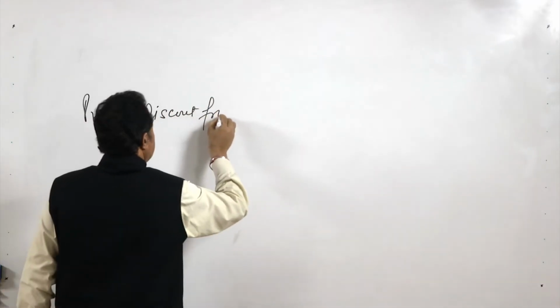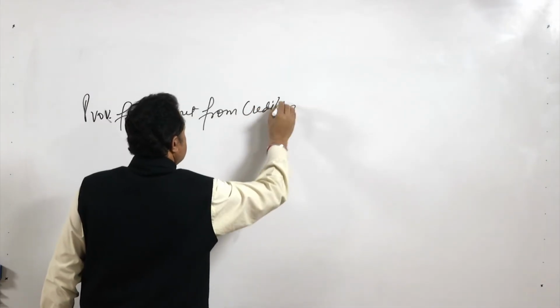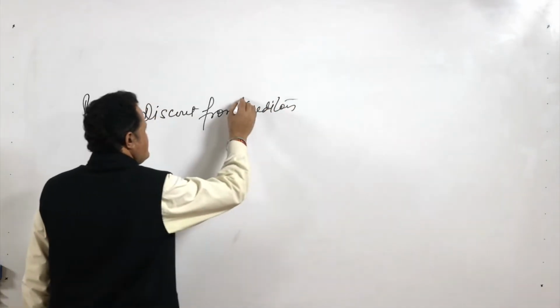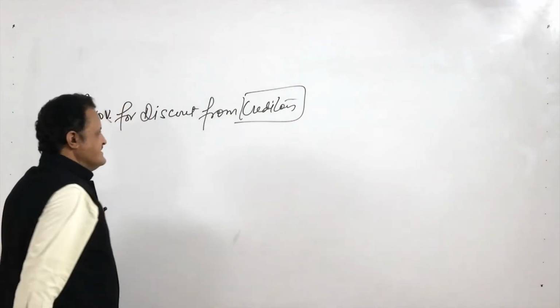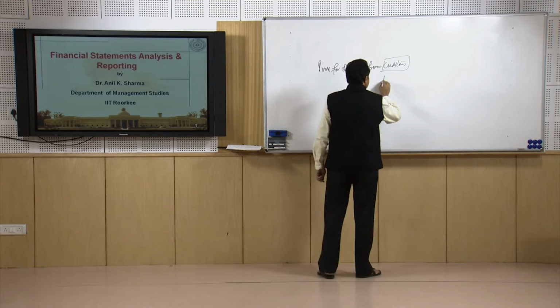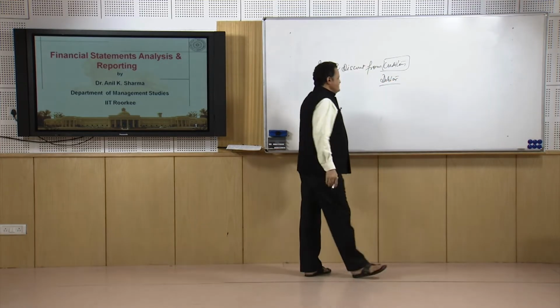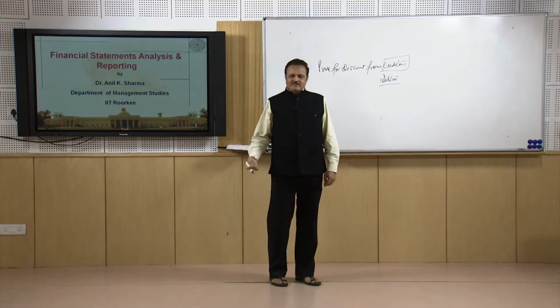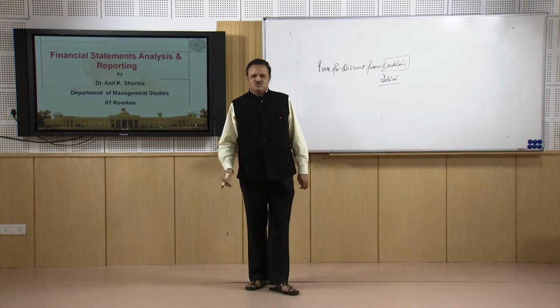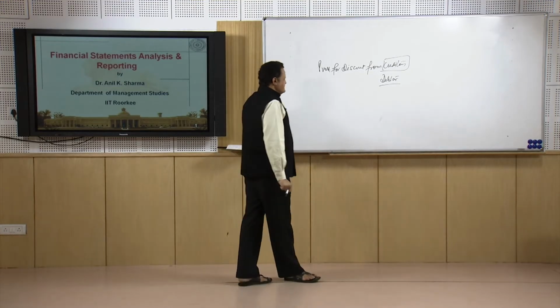Provision for discount from creditors. So here first you have to focus upon who the creditors are. Earlier we talked about the term debtors. Debtors means those to whom any firm has sold on credit. They have sold on one particular date and that amount will be recovered on a future date. So those from whom payment will be recovered are called the debtors.